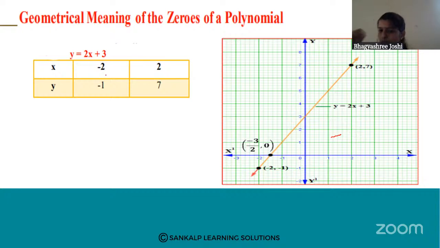But for plotting the graph, we should know some basic things. That is, this graph is drawn in the, where do you plot? This graph is plotted in the Cartesian system. Do you know what do you mean by Cartesian system? Yes, Cartesian system means Cartesian system.